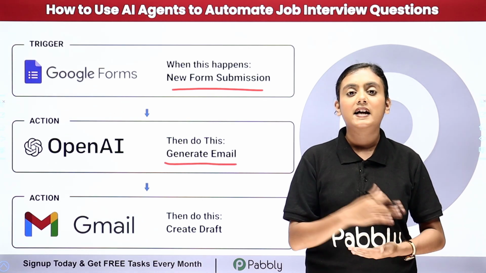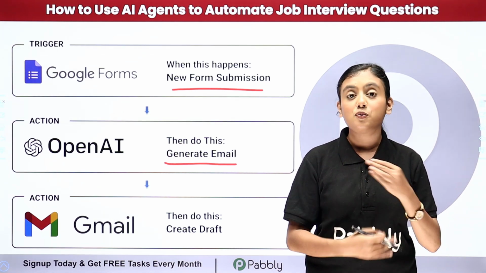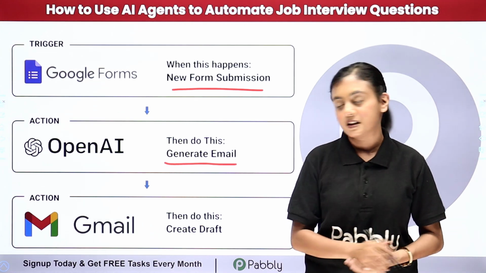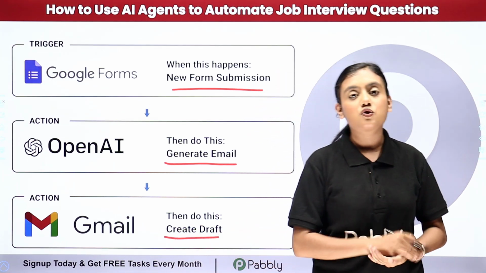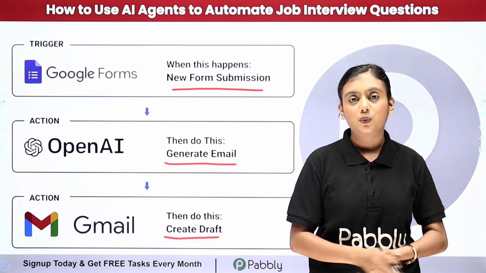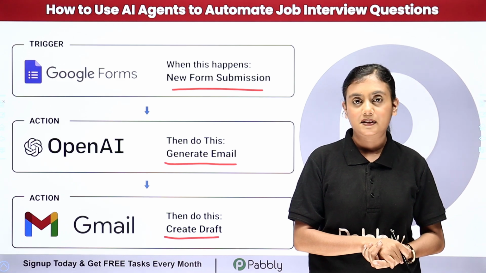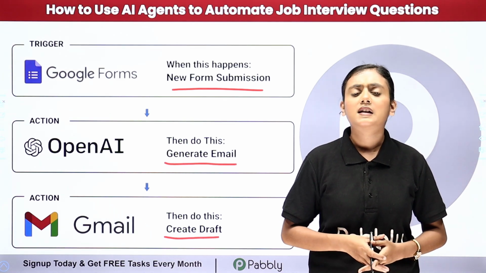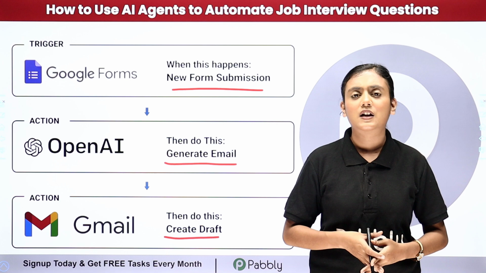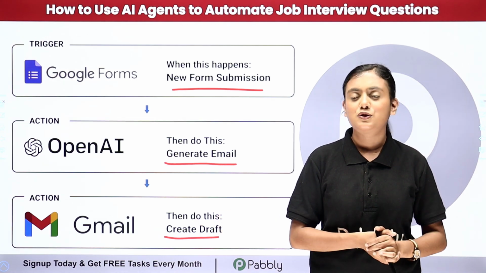And as soon as the AI agent generates the questions, an email is automatically going to be drafted in my Gmail account, in which all the 5 questions are going to be added with the job details, and it is going to be personalized for my candidate. So now, if you want to learn how you can create this AI agent for yourself, for your business, then let me take you to my screen.